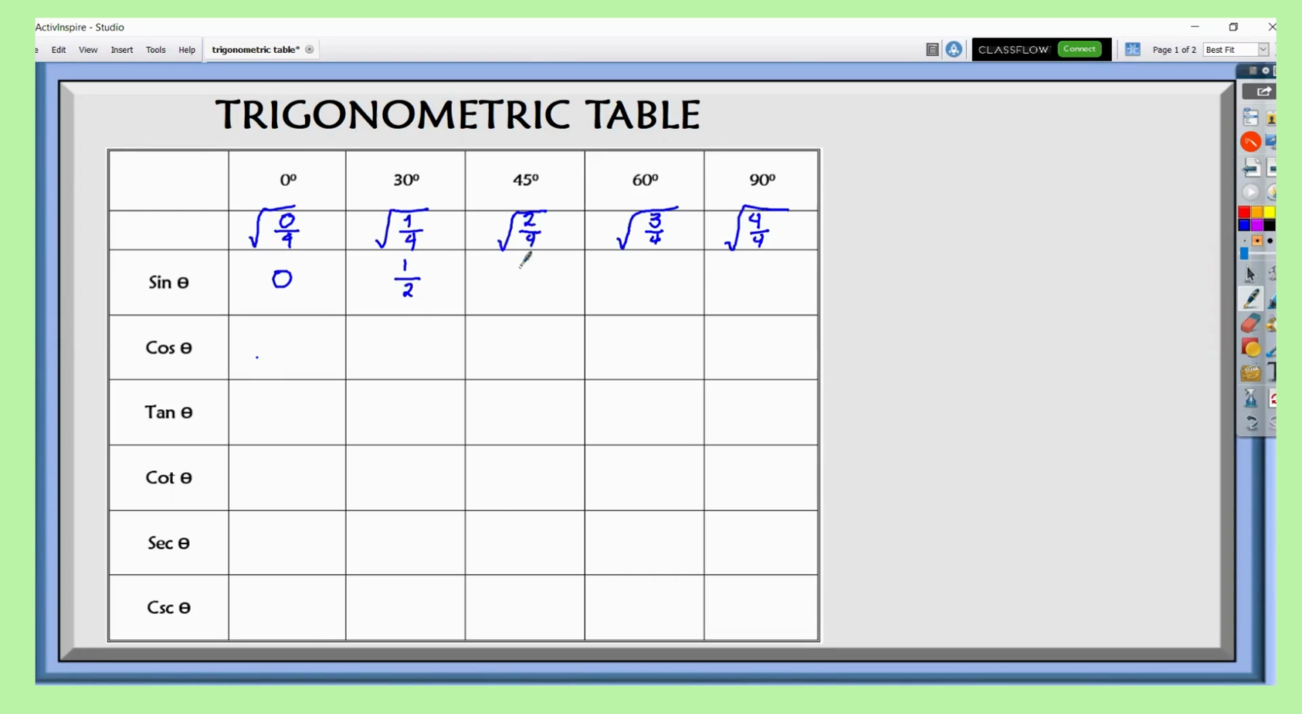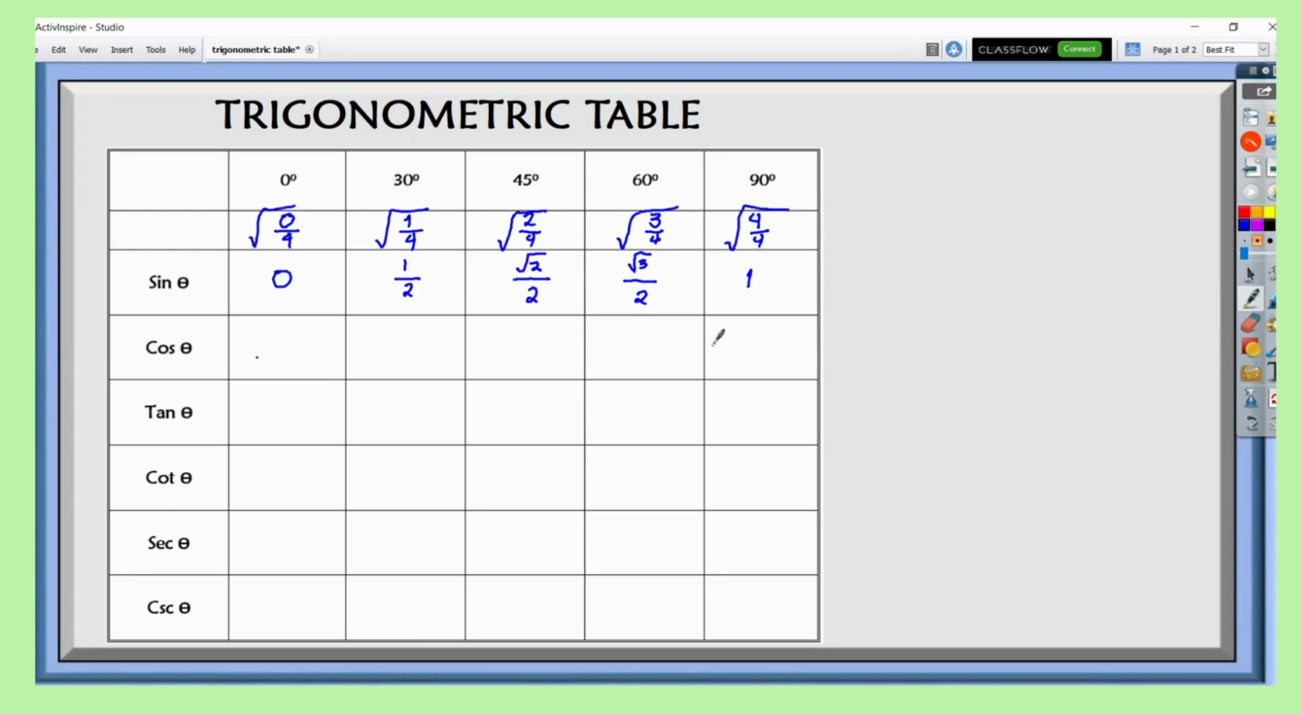Square root of 2, we don't have an exact value, so we'll just copy square root of 2 over square root of 4 is 2. Next, square root of 3, no exact value, so just write it down. Over square root of 4 is 2. Square root of 4 divided by 4 is 1. Square root of 1, we know that that is 1. Therefore, we successfully solve for the corresponding values of sine 0, 30, 45, 60, and 90.